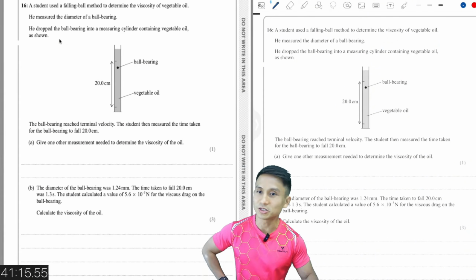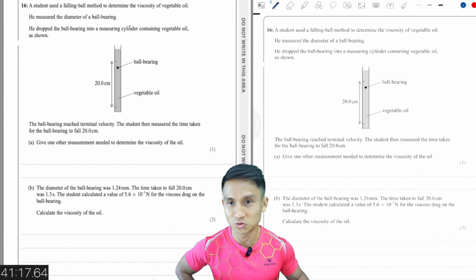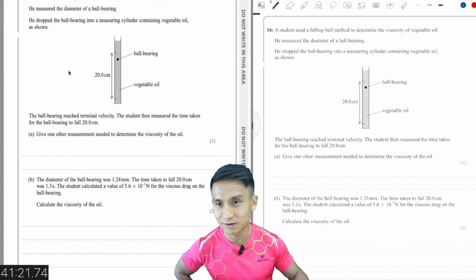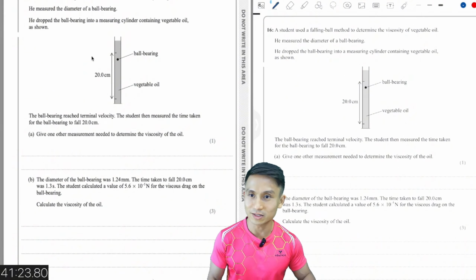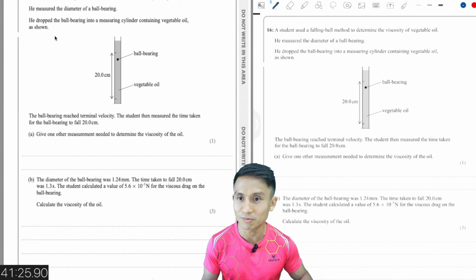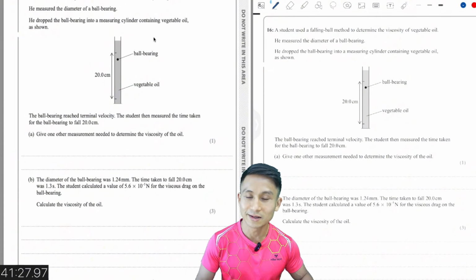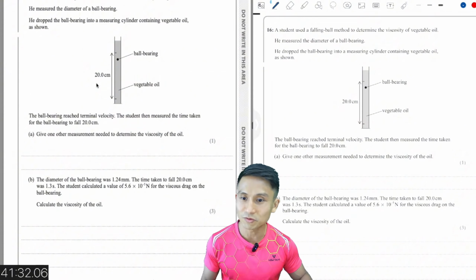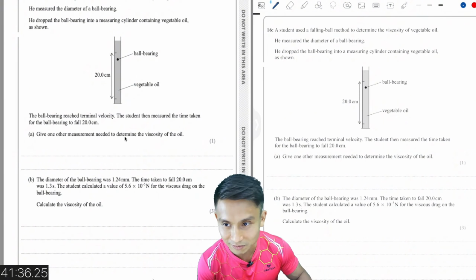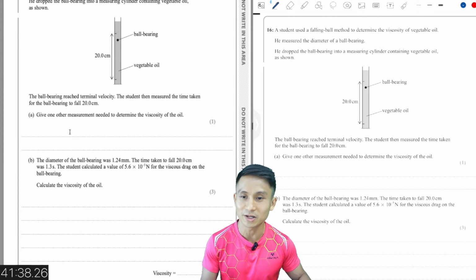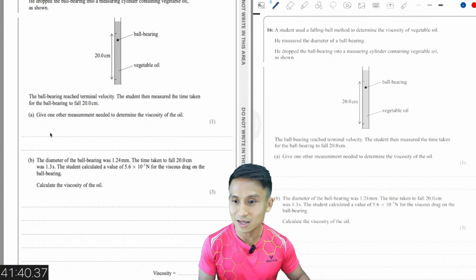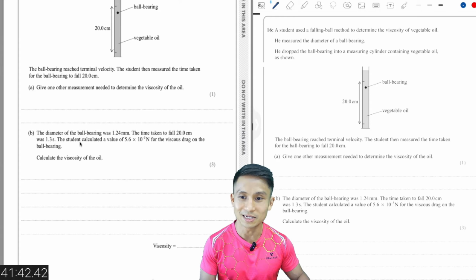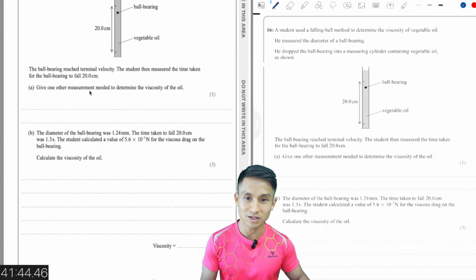All right. Okay. Number 16. A student used the falling ball method to determine the viscosity of vegetable oil. He measured the diameter of the ball bearing. He dropped the ball bearing into a measuring cylinder containing vegetable oil, as shown. The ball bearing reached terminal velocity. The student then measured the time taken for the ball bearing to fall 20 centimeters. A, give one other measurement needed to determine the viscosity of the oil.